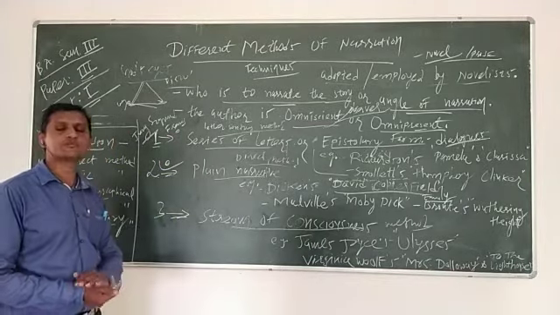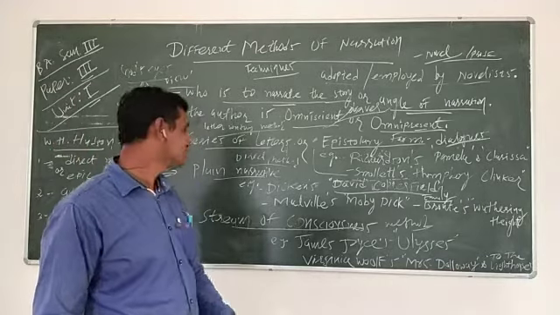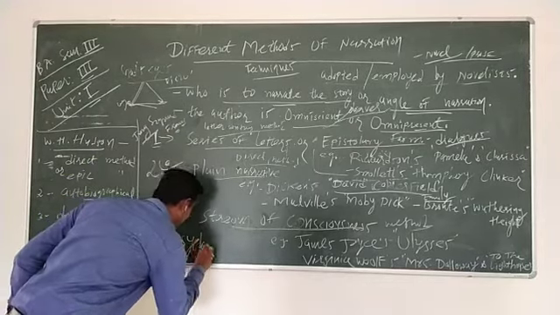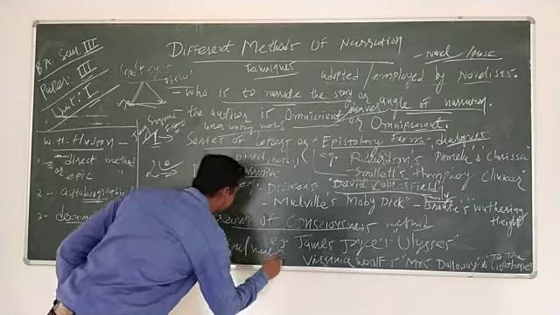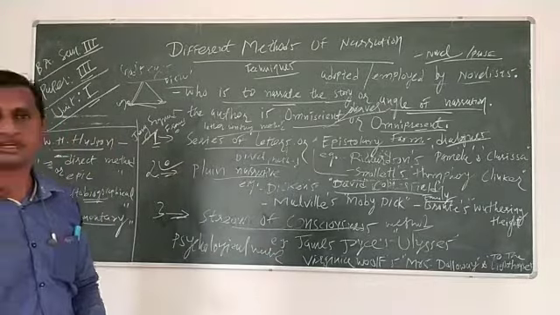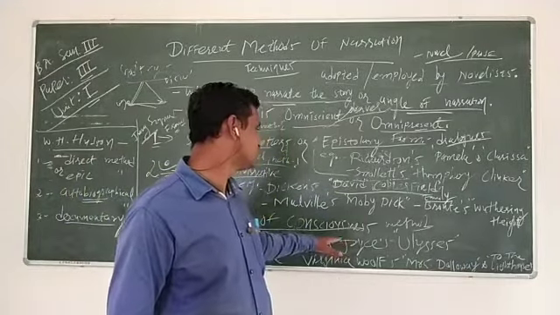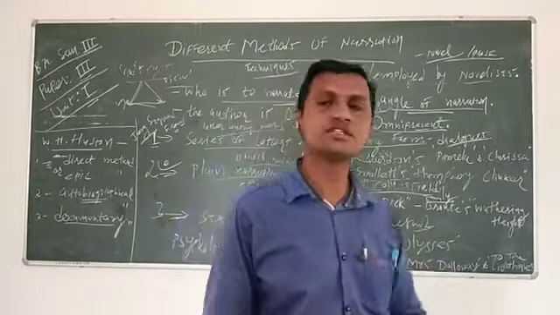And the third is the stream of consciousness method. It is the psychoanalytical method, or psychological method. Stream of consciousness is also called the psychology method, and it was first employed by James Joyce in Ulysses, Virginia Woolf in To the Lighthouse, and Mrs. Dalloway.